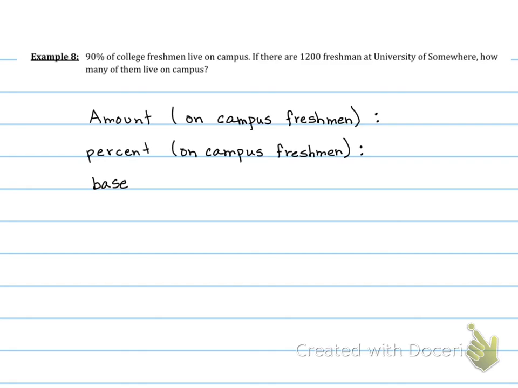So now I'm going to worry about if I know these things, if I have values for them. So do I know the percent of on-campus freshmen? 90%. Yep. Do I know the number of on-campus freshmen? No. You know the base. Right. I know that there are 1,200 freshmen total, right? That 1,200 isn't the on-campus freshmen. So this one I don't know. And then my base is going to be the total freshmen.